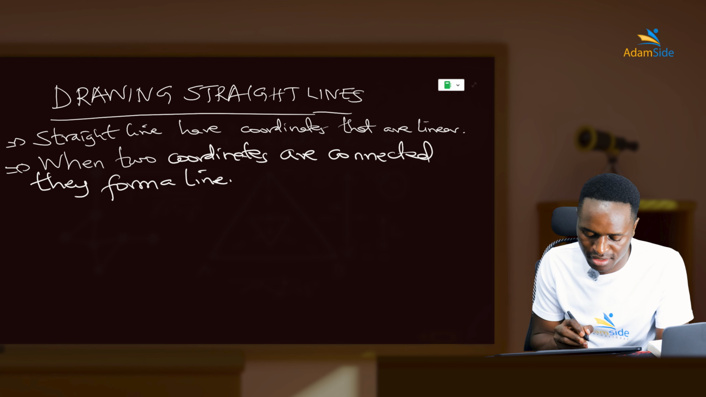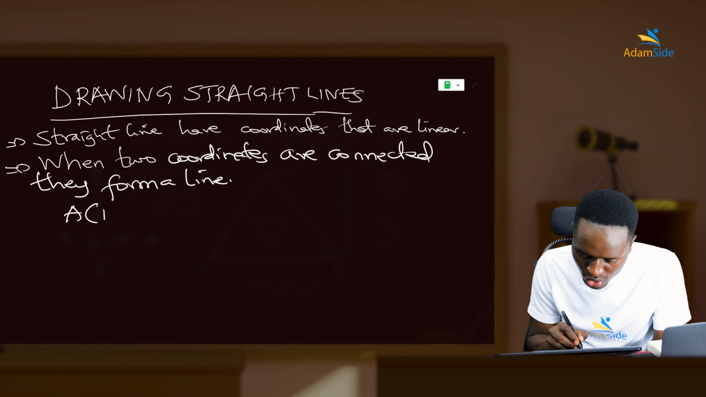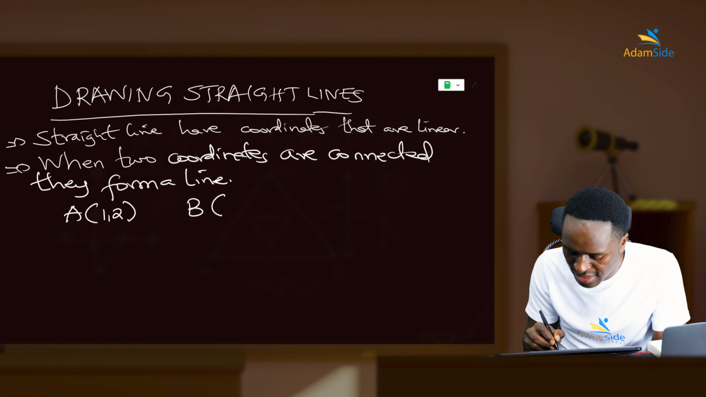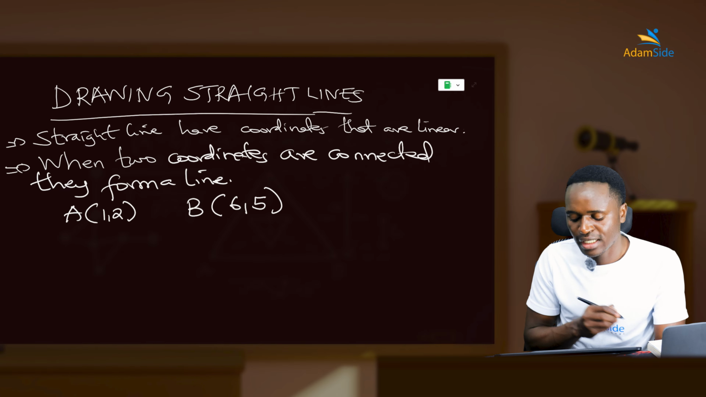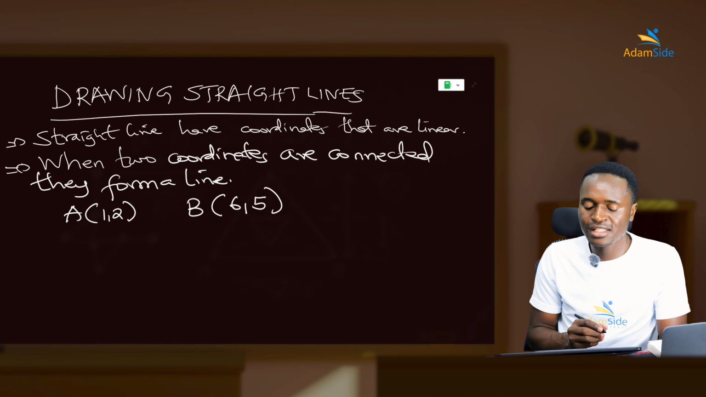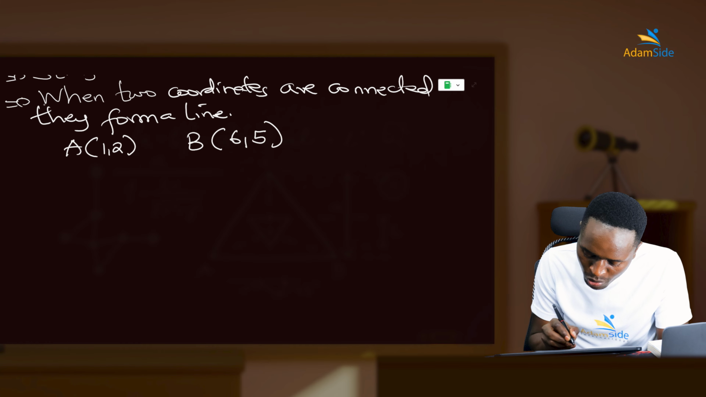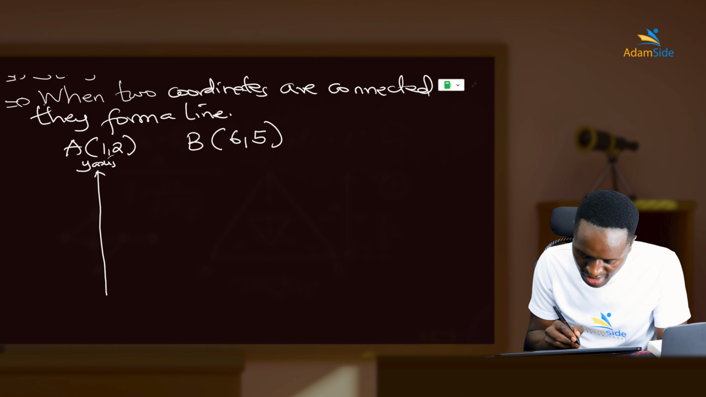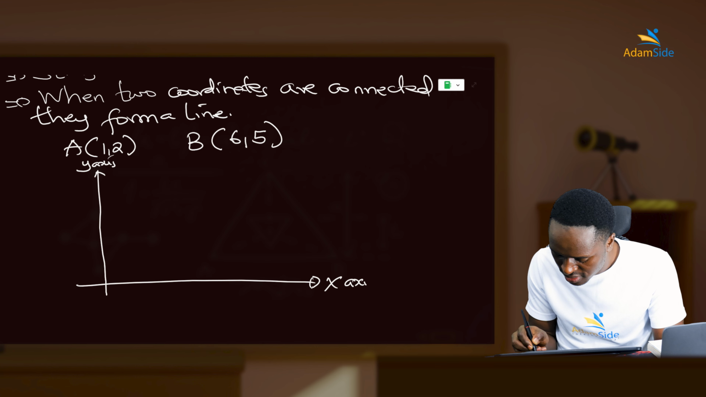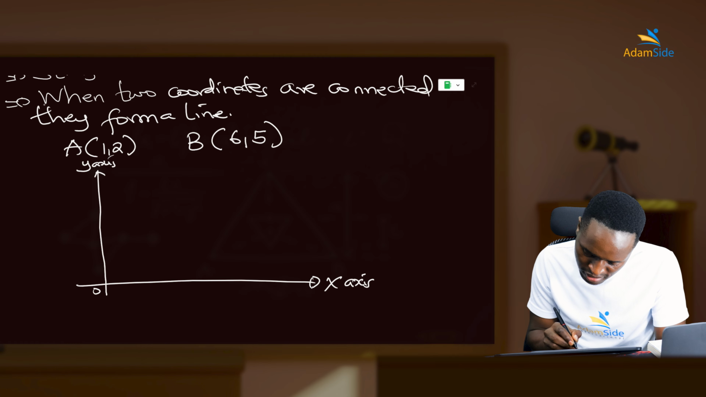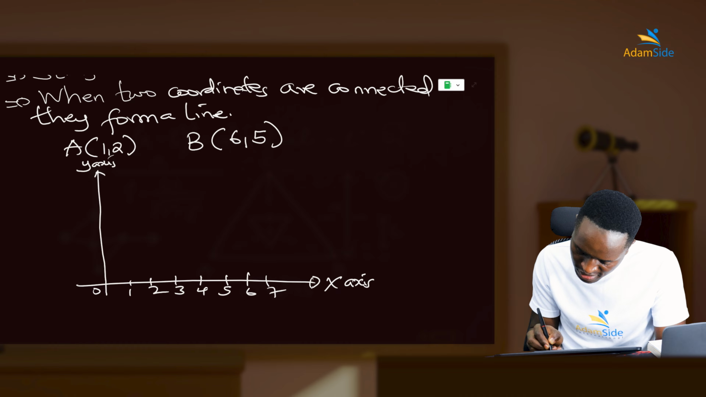That's, for instance, the project investigation. For example, you have point A at 1, 2, and point B, or coordinate B, is at, let's say, 6, 5. Let's see in our investigation. So let's have our Cartesian plane, where they're both positive values. So we have the y-axis and we have our x-axis, correct? So origin is 0, 0, then we have 1, 2, 3, 4, 5, 6, 7.